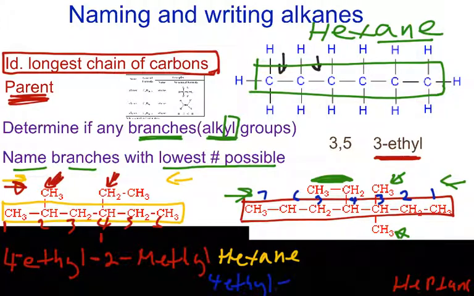It's going to be 4-ethyl. Now we're going to indicate the positions of the methyls, which are both on carbon number 3. So we say 3,3-dimethyl. Okay, so it's 4-ethyl, 3,3-dimethyl heptane, and you're done.